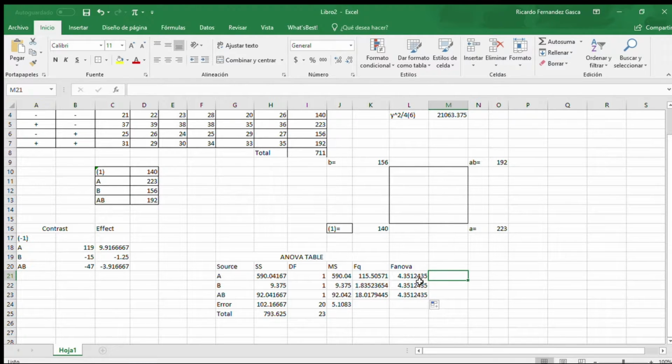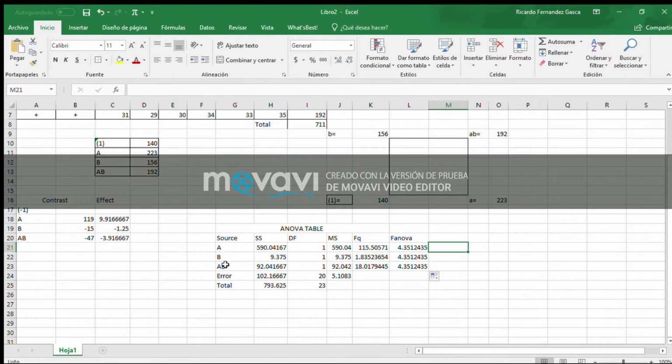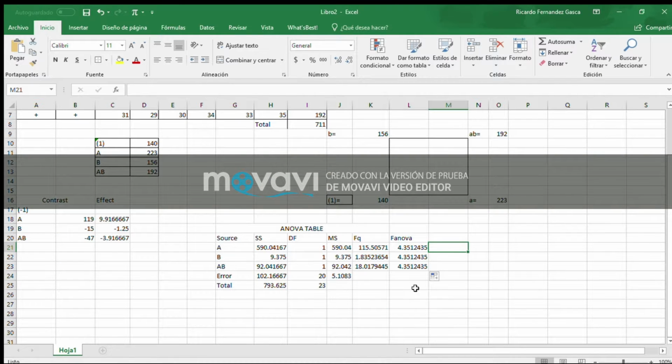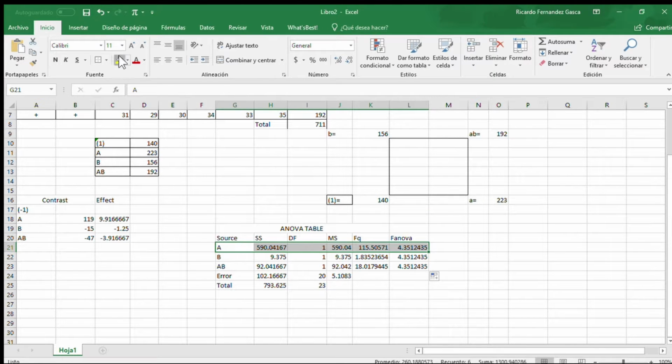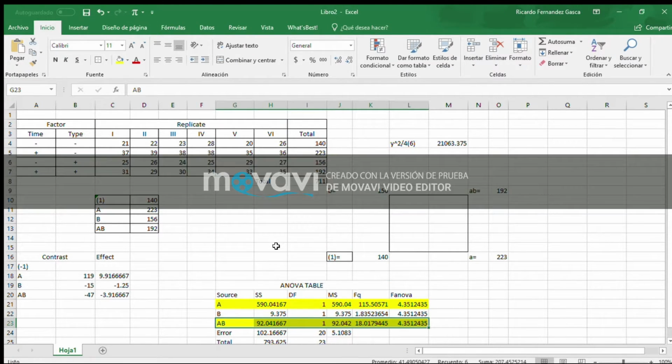And so as we can see, in our analysis, F calculated is bigger than F ANOVA in source A, that as we know is the time, and source AV, that we know is the interaction between the type and the time. So with this we can conclude that A and AV are significant. So now we are going to do what we were asked, that was to get all the more analysis.